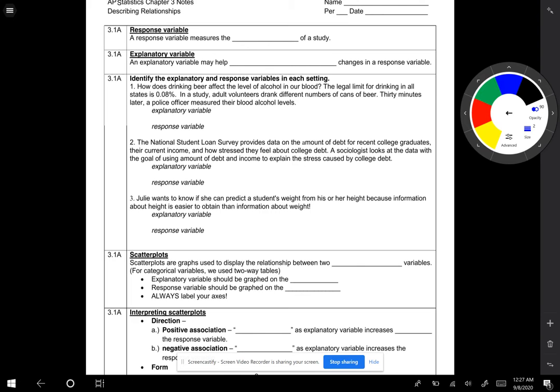A response variable measures the outcome of a study, whereas an explanatory variable may help explain or influence changes in a response variable. Okay, let's look at some examples. Identify the explanatory and response variables in each setting.